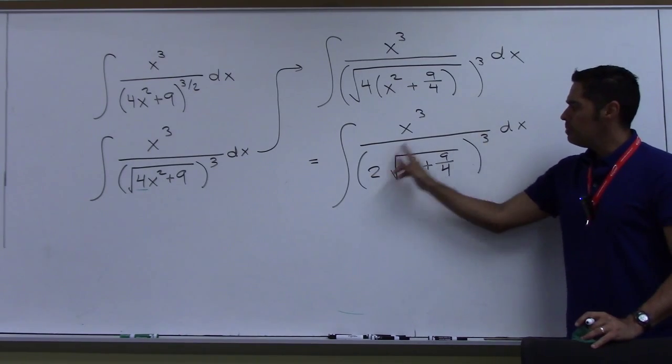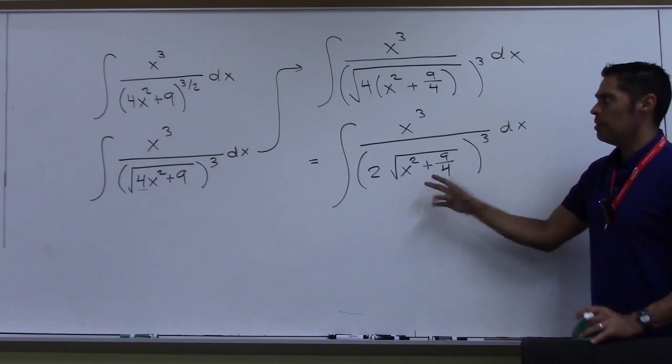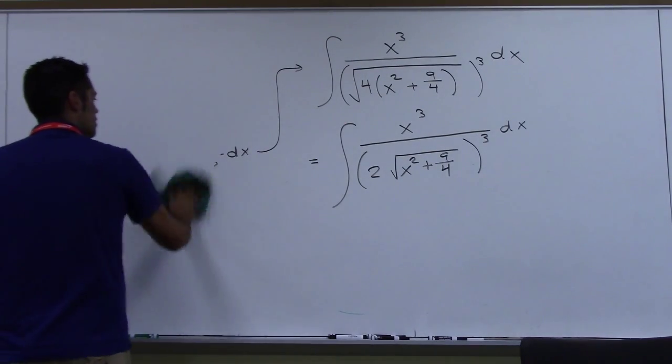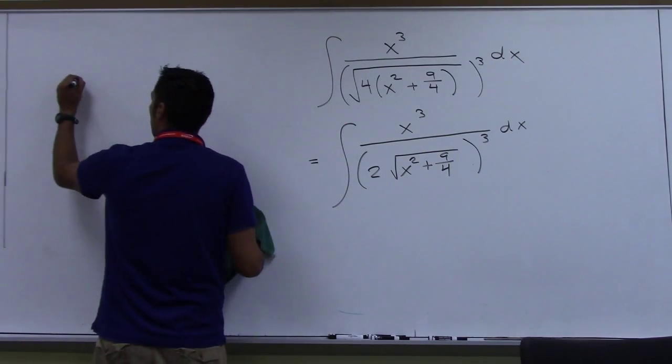So cube the 2, and then cube the root. And I'll just leave it cubed, like written. You'll see. Let me write it. Cube the 2, you get 8 on the bottom, 1/8 comes out.